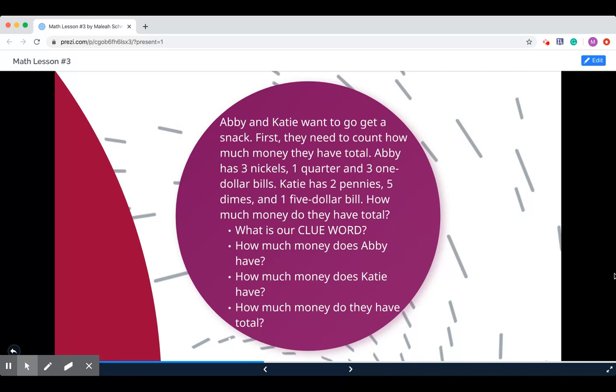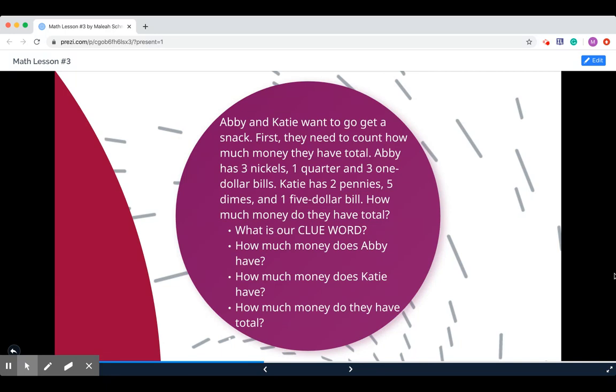Now, how much money does Katie have? Let's take a minute and look. She has 2 pennies, 5 dimes, and 1 $5 bill. How much does she have? Remember, after we find our cents, we got to put that dollar sign in front and cents to come after our decimal. Oh, Katie has $5.52. Now let's find out how much they have in total.